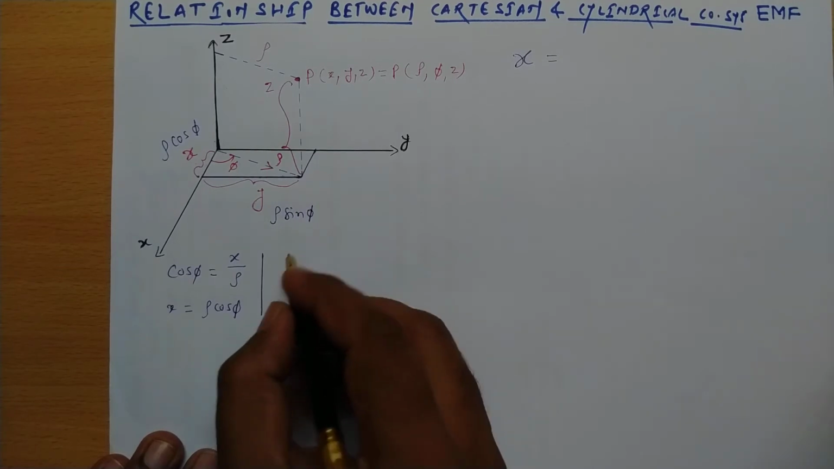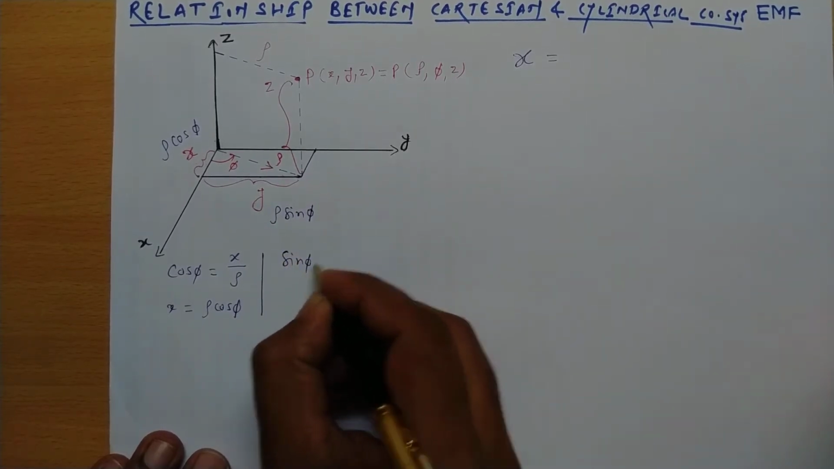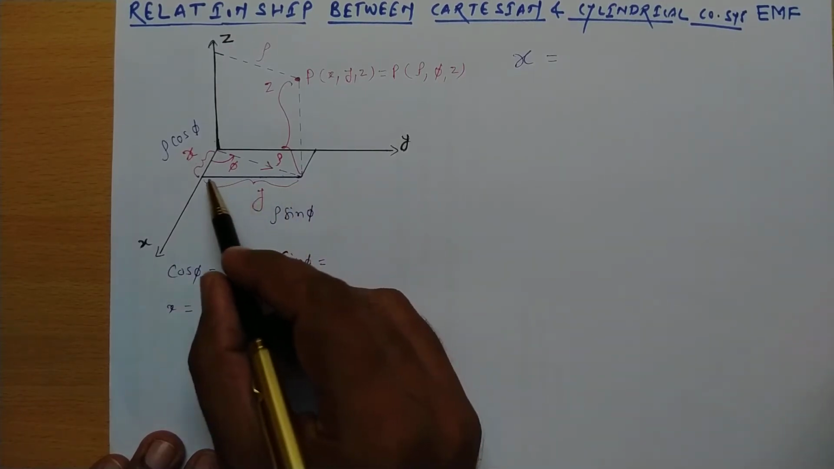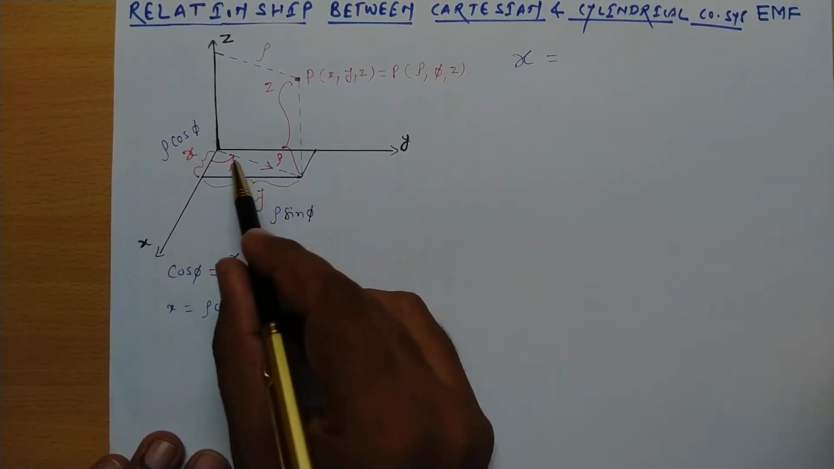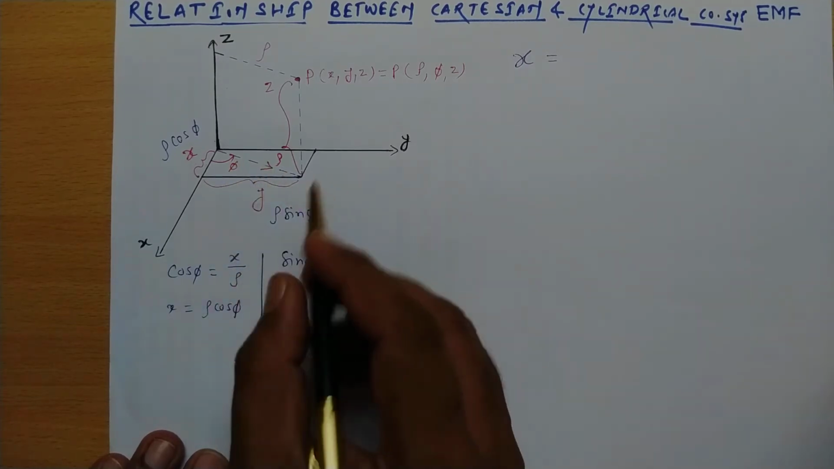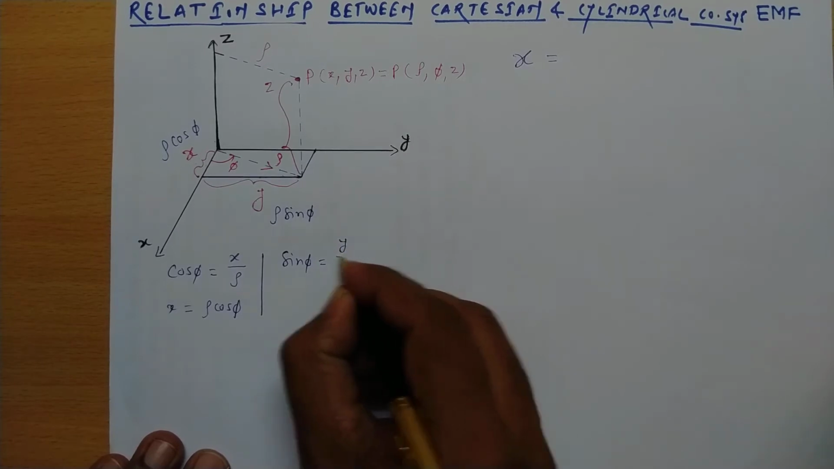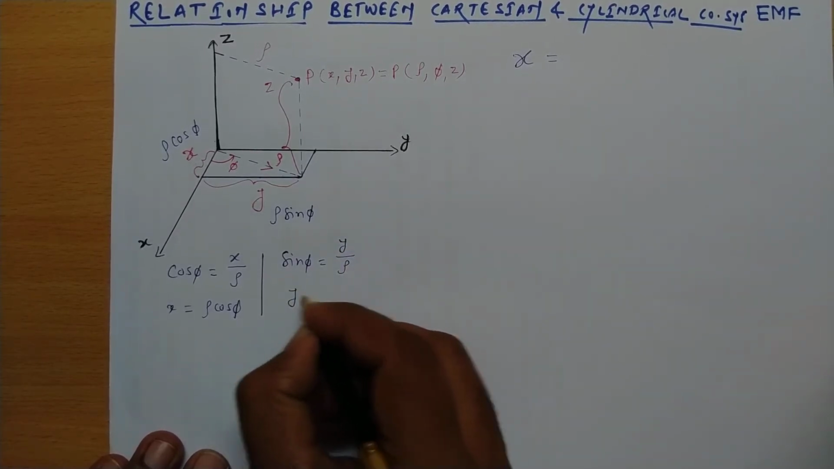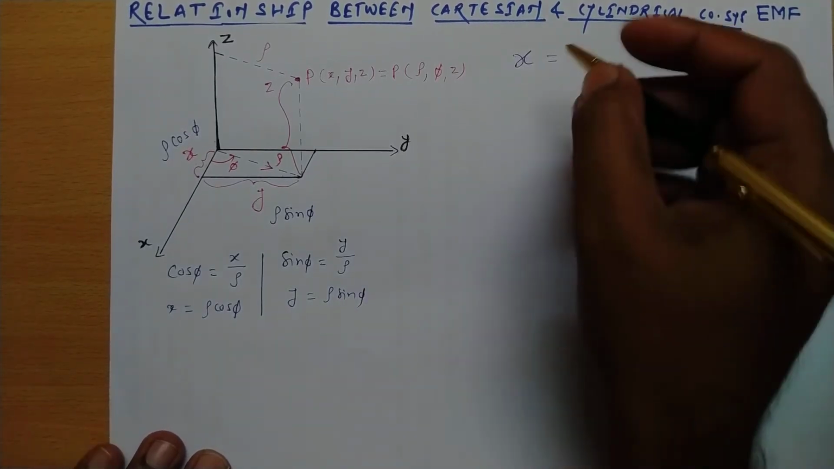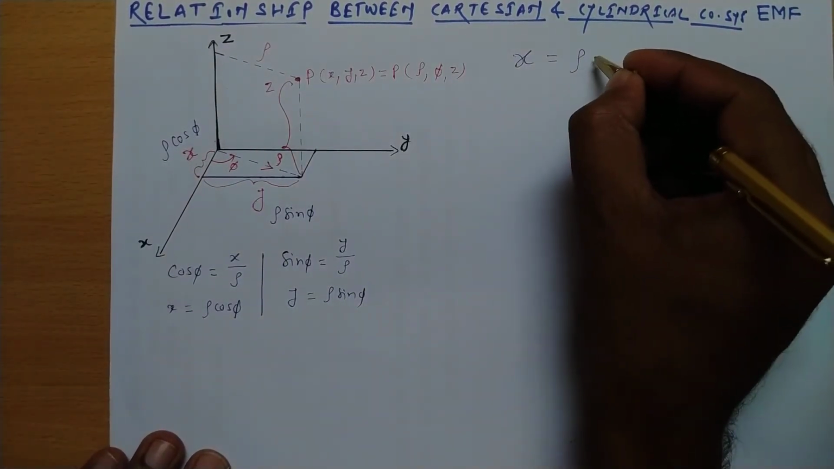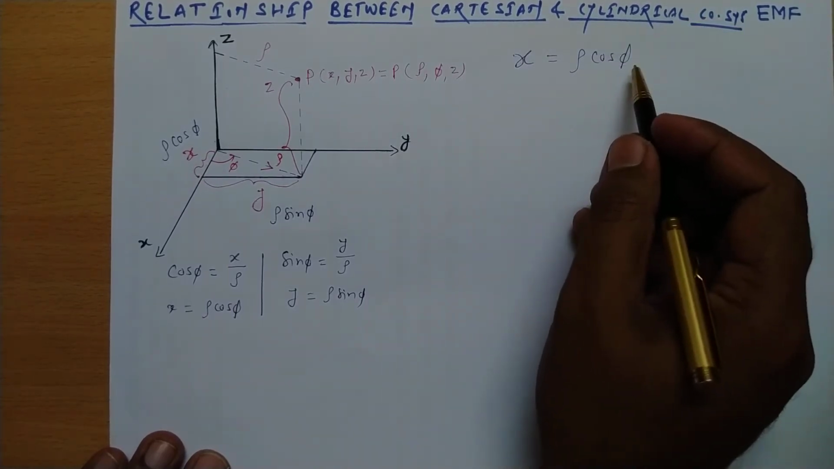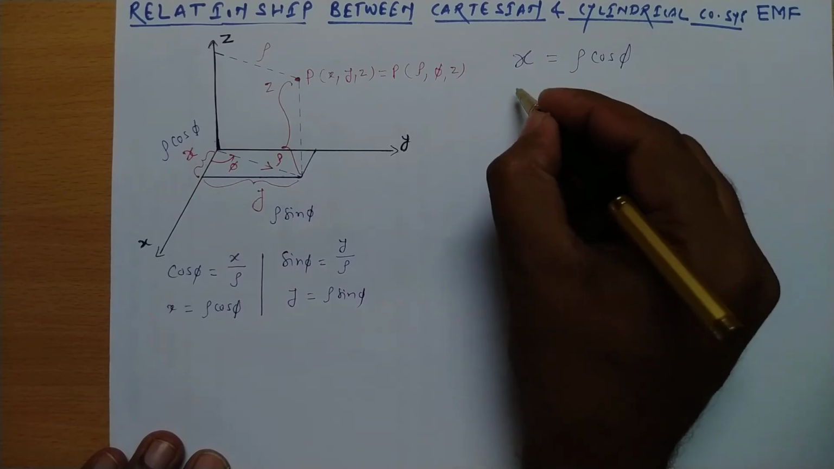Similarly, sin of phi is perpendicular by hypotenuse. Rho is the hypotenuse and y is the perpendicular. So sin phi is y by rho, and we can define y as rho sin of phi. So x in terms of the cylindrical coordinates is given as rho cos of phi.